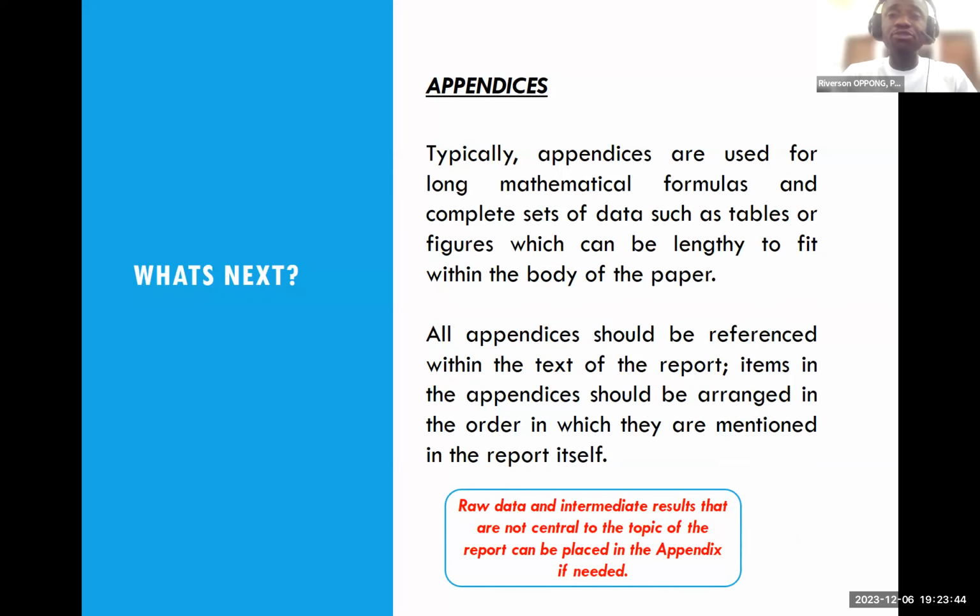The appendix is very important for those who are doing models. So you have very long mathematical formulas that complete the set of data that was used in your tables or whatever. It is not so important to be shared in the main body because it's cumbersome. You can set an appendix for that. So raw data and intermediate results that are not central to the topic of the report or the research can be placed in the appendix.